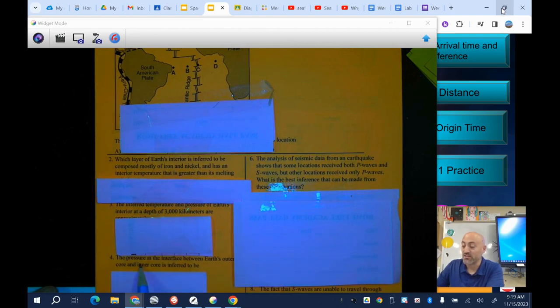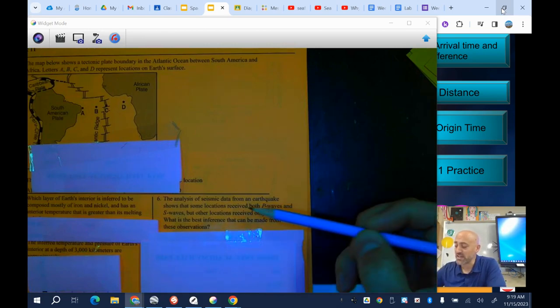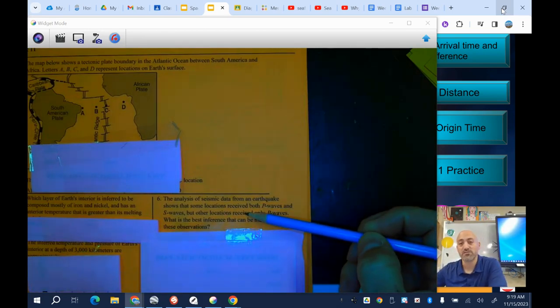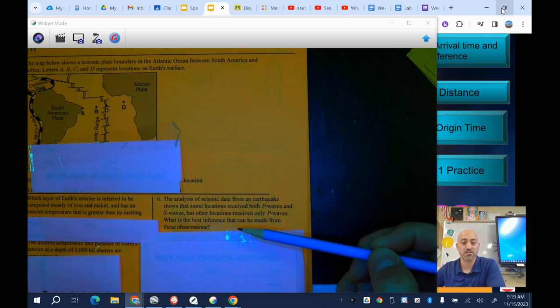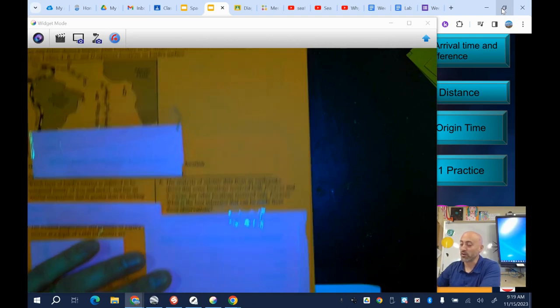What's the pressure at the interface between the outer core and inner core? So those are the boundaries between two of the layers. Go over those parts of the notes. Analyzing seismic data: certain P waves or S waves get to certain areas. That tells us certain things about the Earth's interior. Make sure you're going over that.